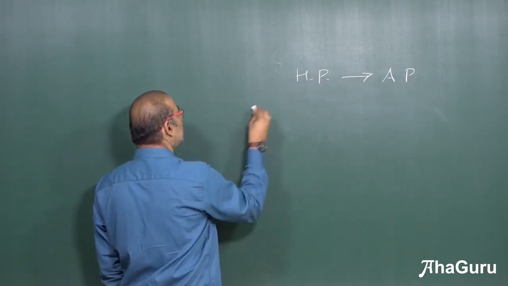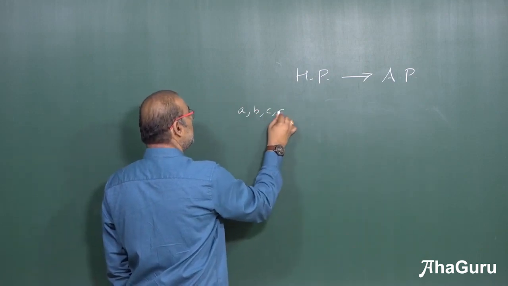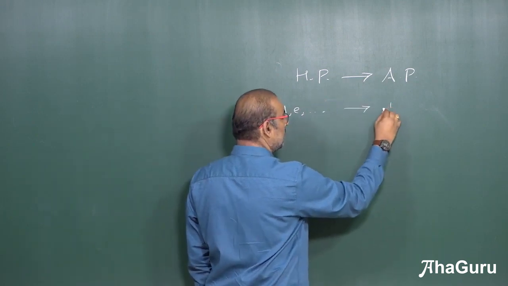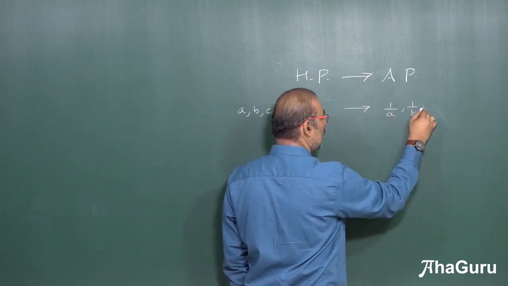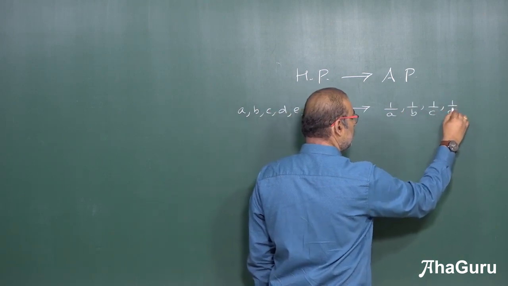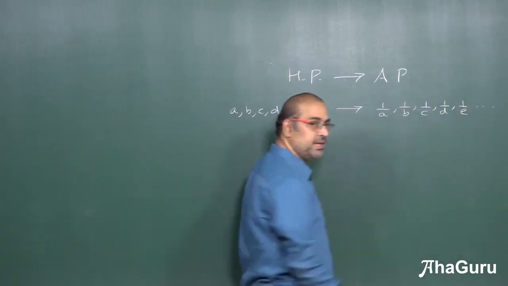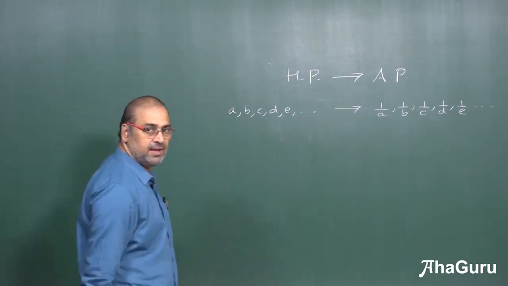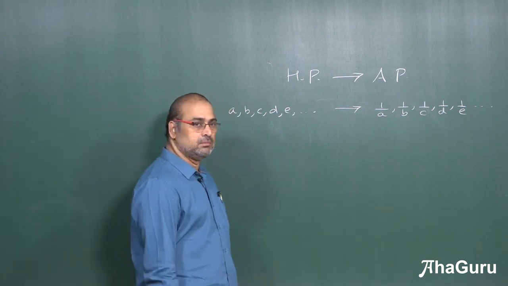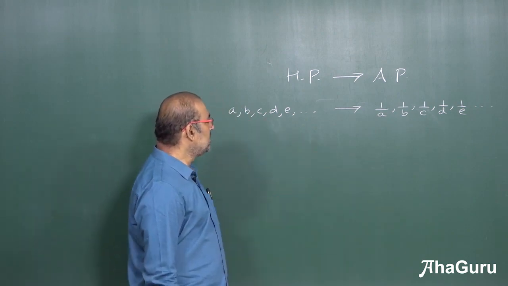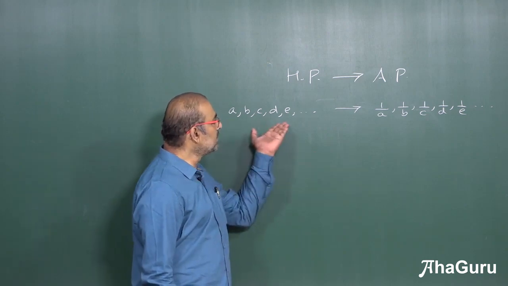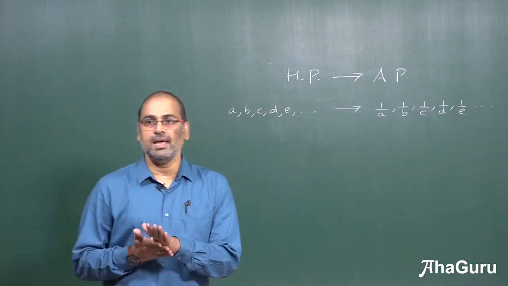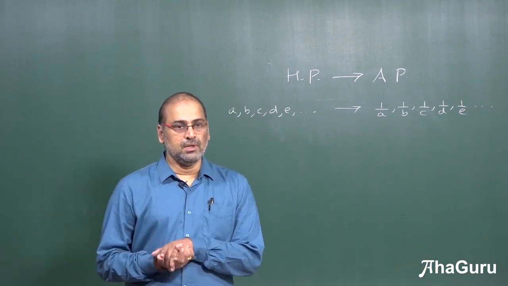So if I am going to have A, B, C, D, E, etc. in HP, that means the corresponding terms, that is the reciprocals of A, B, C, D, E, will be in AP. Clear? So that is the rule. So there is a connection between HP and AP. If you have 5 consecutive terms of HP, then the corresponding reciprocal terms will be 5 consecutive terms of AP. Any number of terms you can have. So that is the rule.